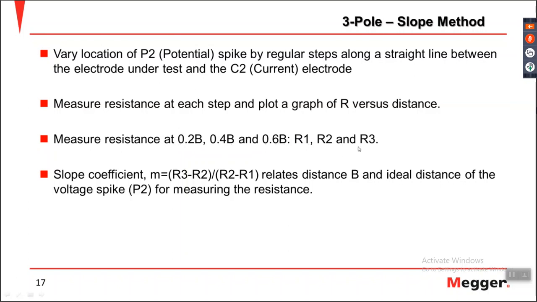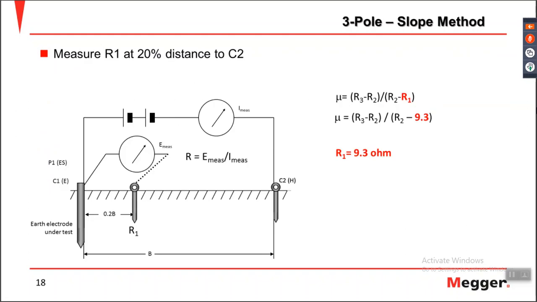So after you got 3 measurements, you need to calculate to find the slope coefficient with this formula: R3 minus R2, and then divide by R2 minus R1. From this formula you will get some value, and then you can use that value to find the distance from the table. I will show you in the next slide.